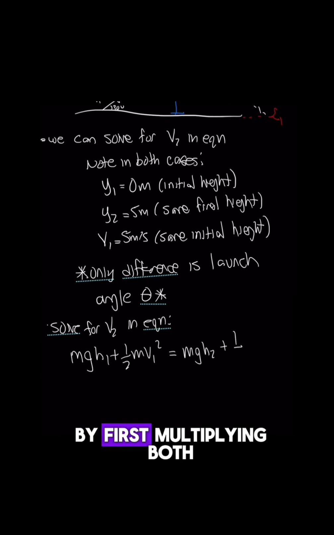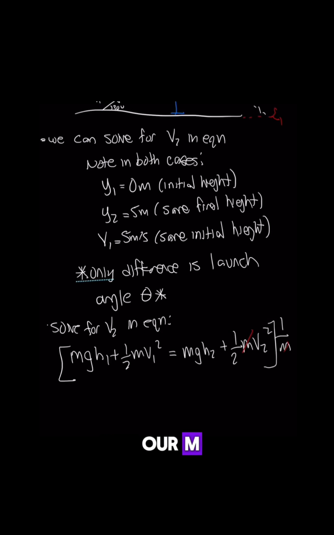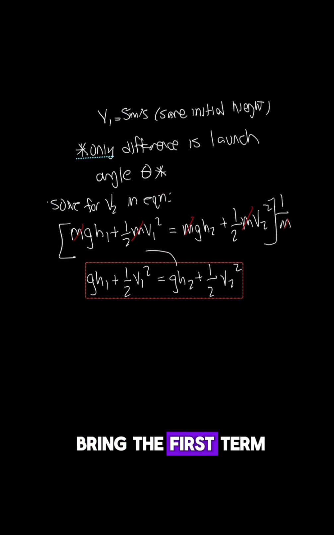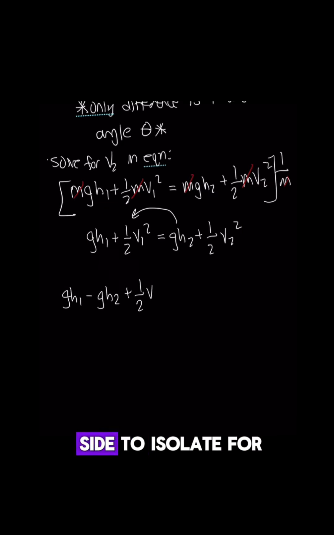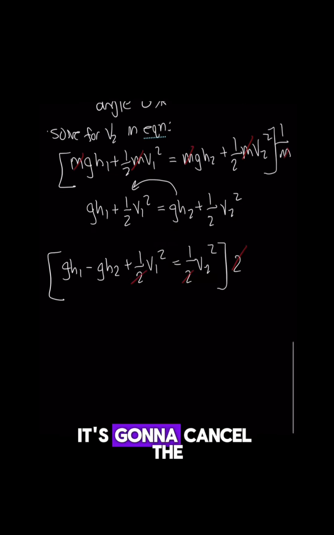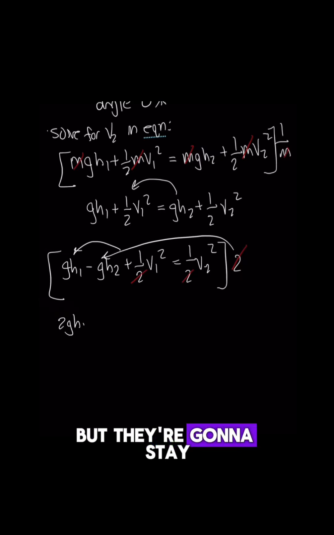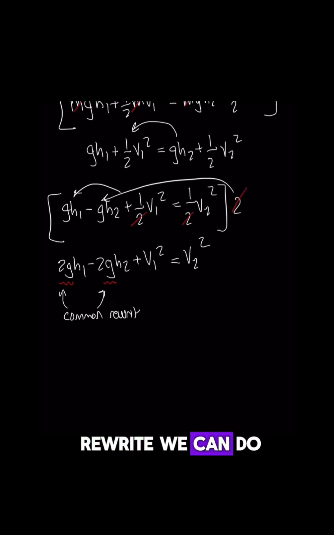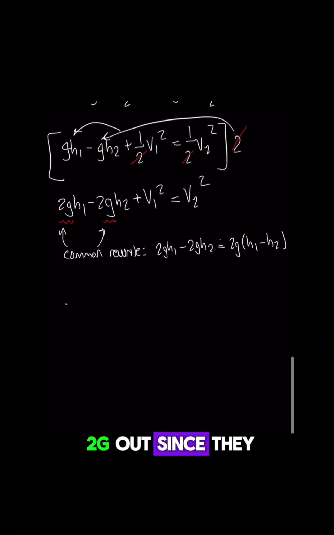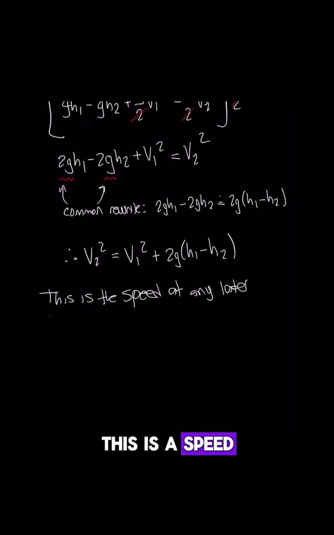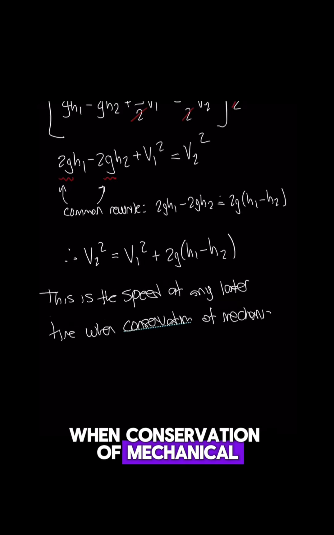We can isolate it by first multiplying both sides by 1 over m, so all the m's are going to cancel. Then we can bring the first term on the right side to the left-hand side to isolate for V2. Then we can multiply both sides by 2. It's going to cancel the 1/2 on the V1, but they're going to stay on these two terms here. For these two height terms, there's a common rewrite we can do. We can just take the 2g out since they are in both terms, and we get this expression here. This is the speed at any later time when conservation of mechanical energy is valid.